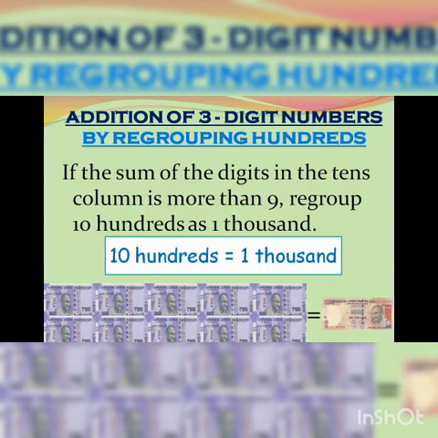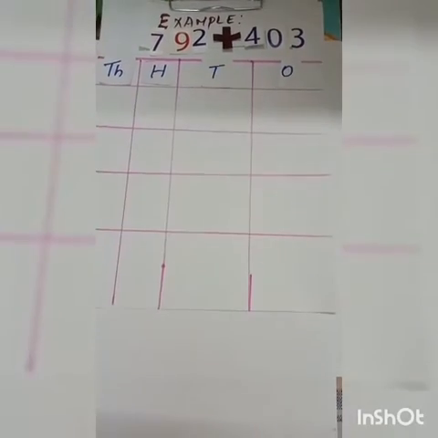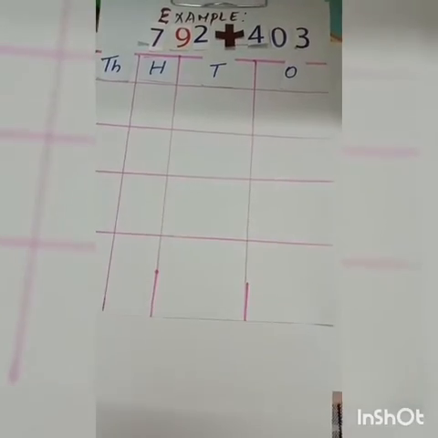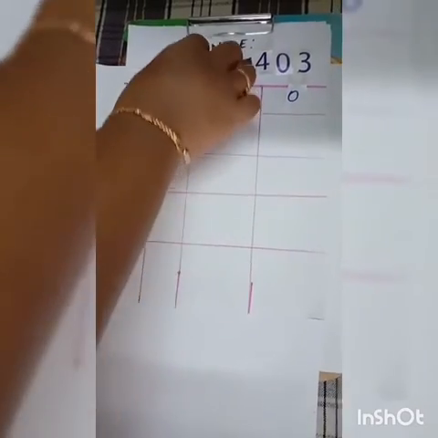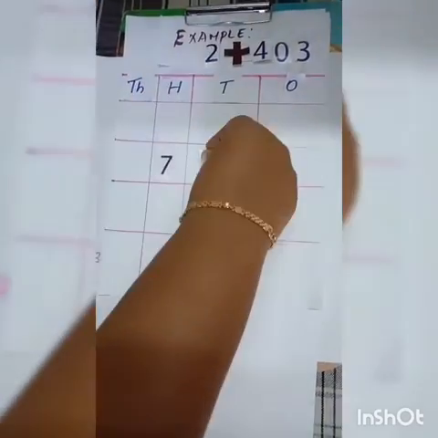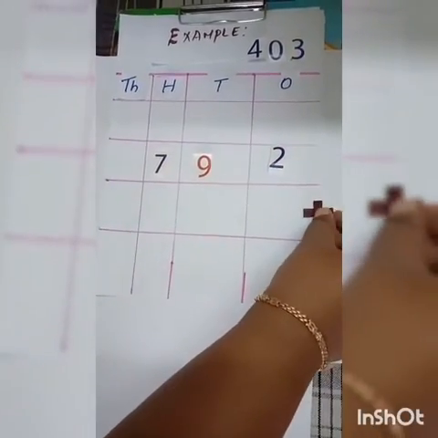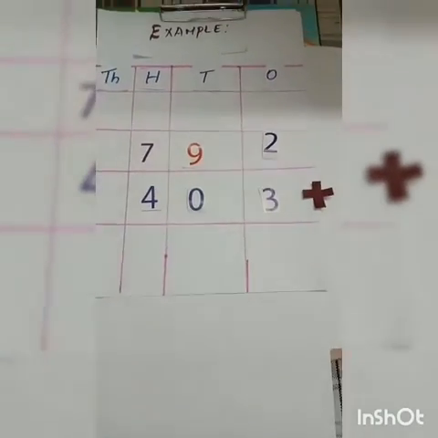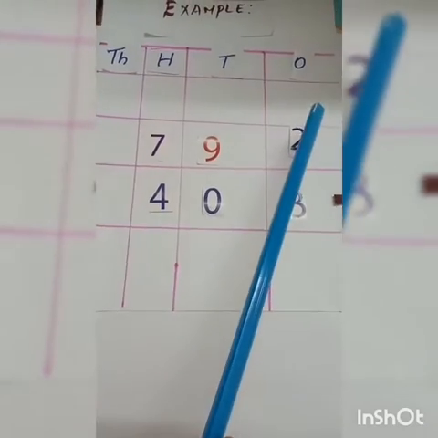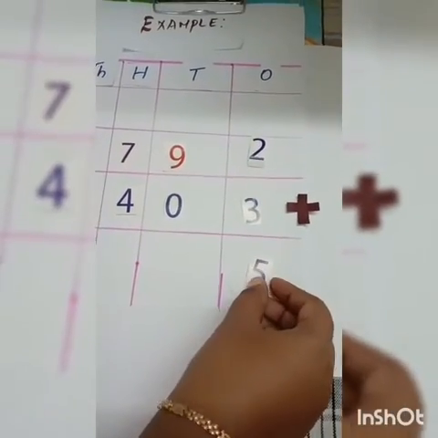Let us see this with an example. Add 792 and 403. So let's start. Place the numbers in place value chart, that is in the ones, tens and hundreds column. 792 added with 403. Step 1 is add the digits in ones column. That is 2 plus 3 is equal to 5 ones.